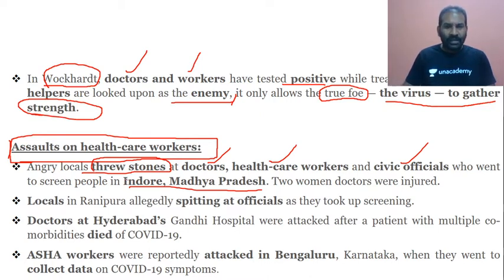So the policies would be against the kind of violence by the locals, or it could be any area, any country, any state. So we have seen that two women doctors were injured. And we have also seen again in Ranipur area, locals spitting at officials. So when they are spitting at officials, that means they have gone for actually screening the local people whether they have been infected by the virus. So when they are spitting again, if the healthcare workers or the frontline workers are not having the protective gears or protective equipment, then definitely they will be infected by the virus.